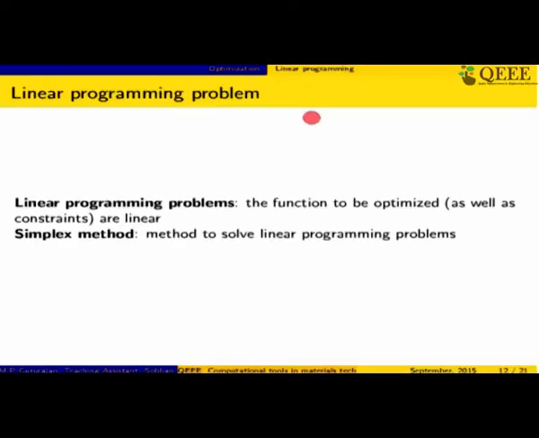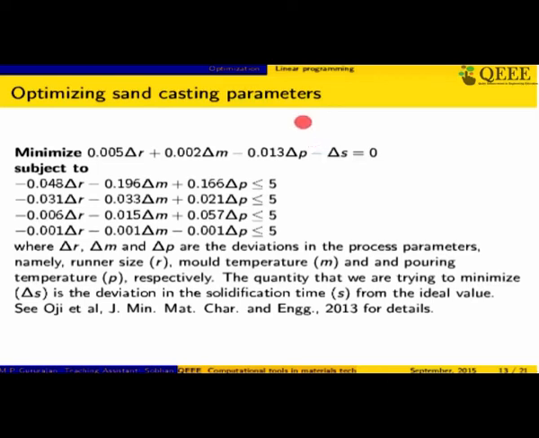Okay, so let me move to the next type of optimization problem, which is known as linear programming. In linear programming problems, the function which is to be optimized as well as the constraints that are posed on them, both are linear. That is why it's called linear programming. The most widely used method to solve the linear programming problem is something known as the simplex method. So where do we use the simplex method? So let us find out.